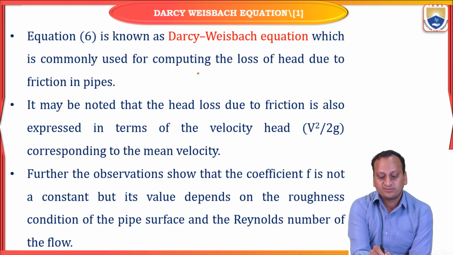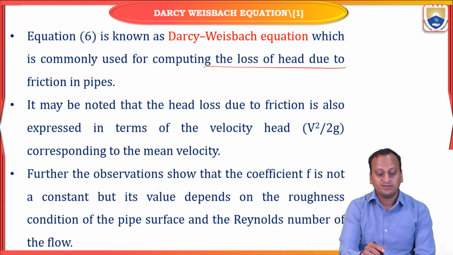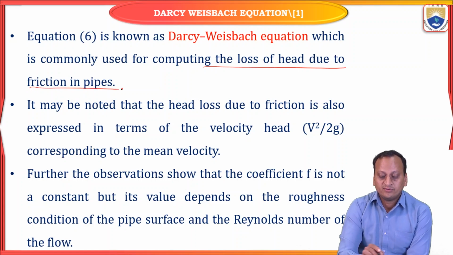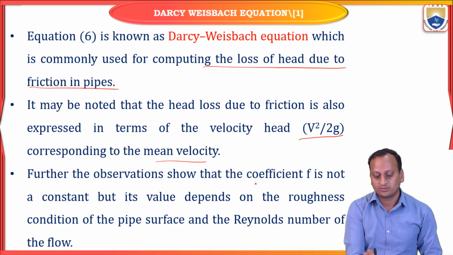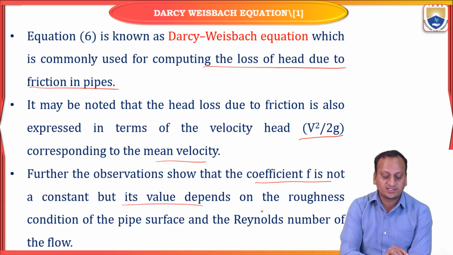The Darcy-Weisbach equation is derived by assuming real fluids flowing through a pipe, and it can be used for computation of loss of head due to friction. It may be noted that the head loss due to friction is also expressed in terms of velocity head, v square by 2g, corresponding to the mean velocity. Further, observations show that the coefficient f is not a constant, but depends on the roughness condition of the pipe surface, Reynolds number, etc.